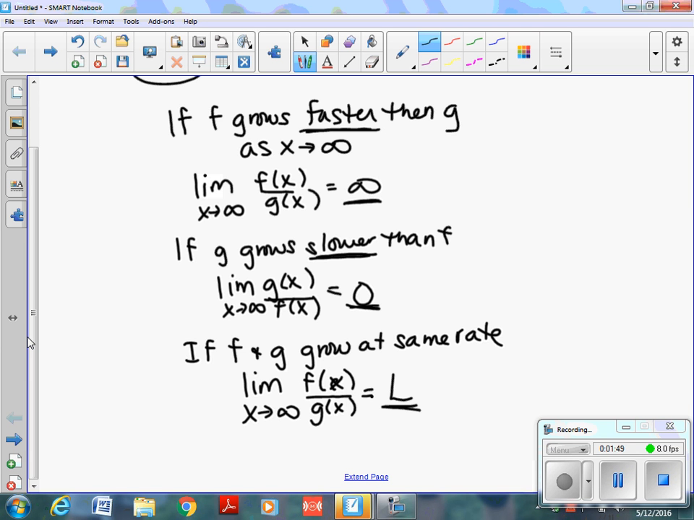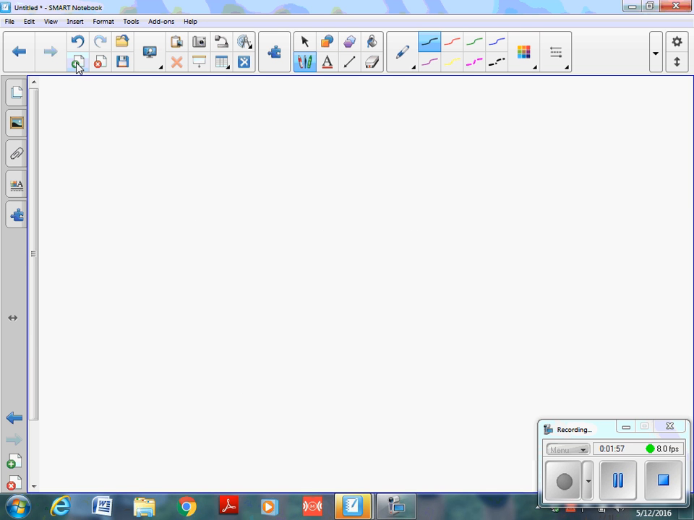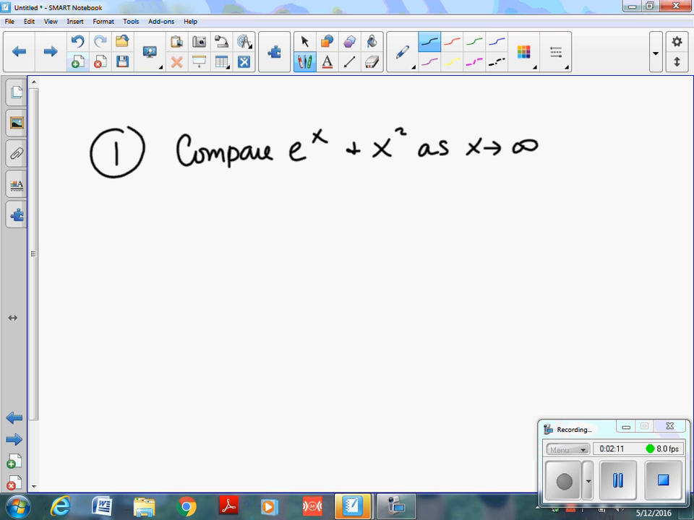I'm going to give you 4 examples and then show you one other rule that you need to know at the end. Here's the first problem. You're going to compare e to the x and x squared as x is approaching infinity. You're going to prove that the function e to the x grows faster than x squared.